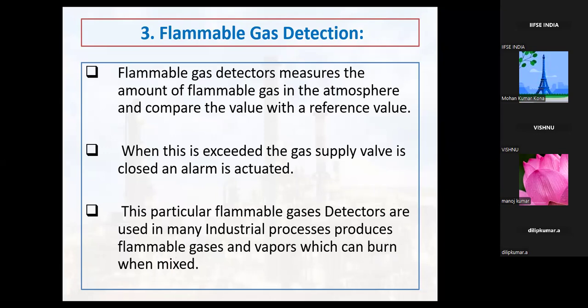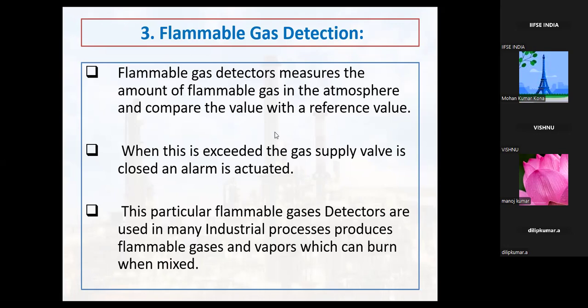These flammable gas detectors are used mainly in industrial processes that produce flammable gas vapors which can burn when mixed. Most of these are more prominent in the oil and gas sector. But apart from that, you have the steel industry also, where the coke oven department is, where the coal is burnt and hydrocarbon byproducts are released. There also you can see this type of detector being installed.